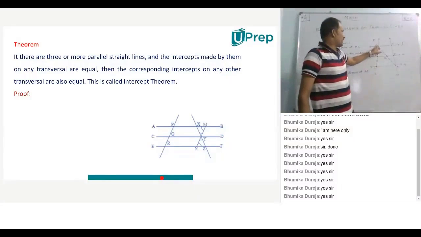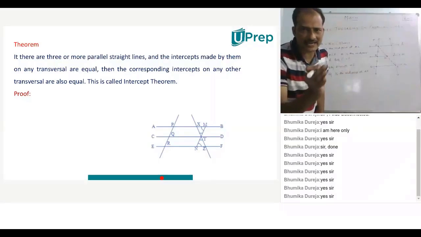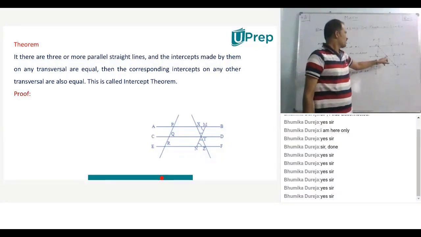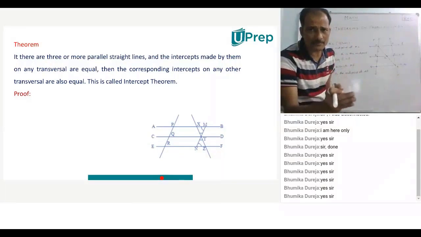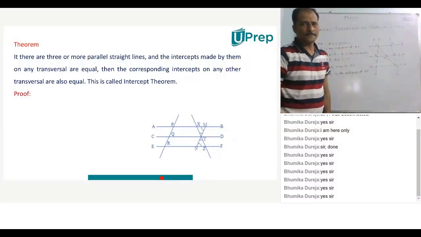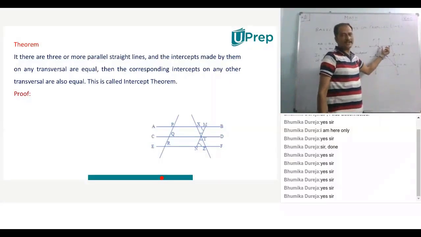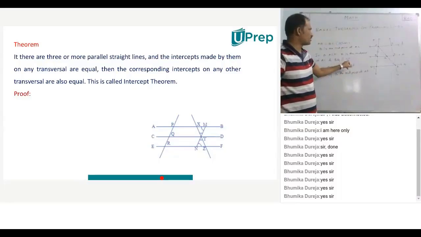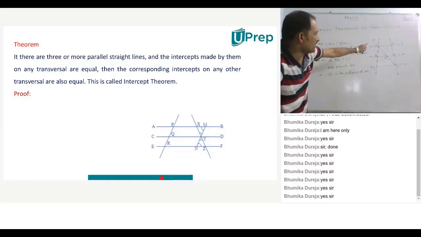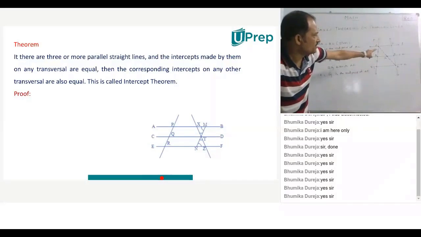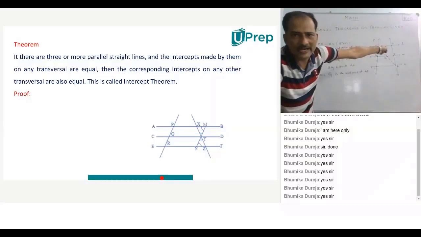Write down. In triangle ADF, G is the midpoint of AF and GE is parallel to AD. GE parallel to AD. Once again, I repeat: in triangle ADF, G is the midpoint of AF and GE is parallel to AD.